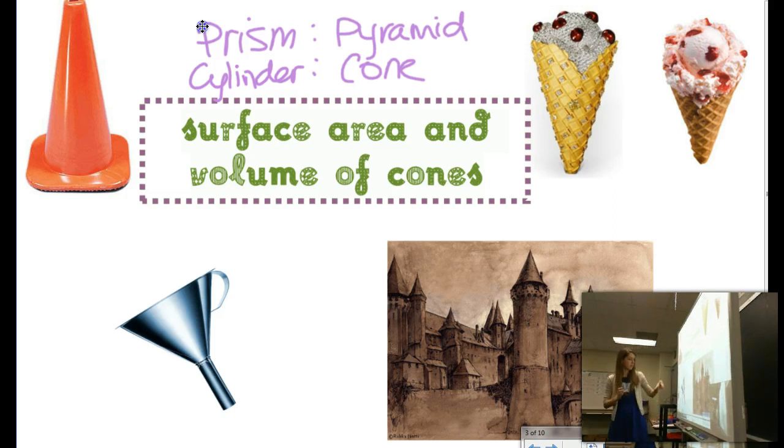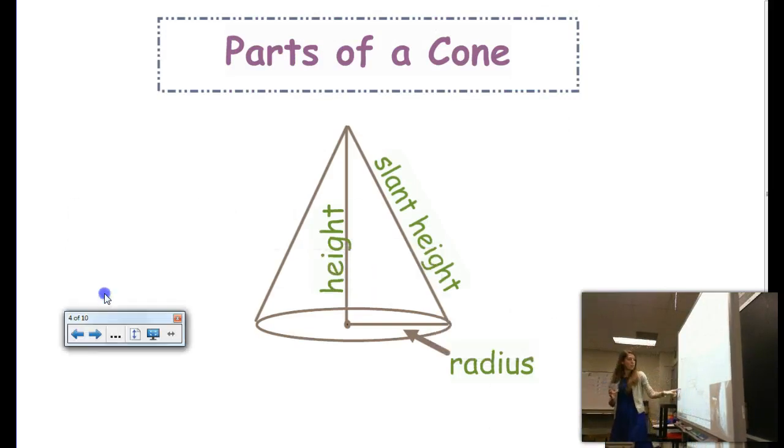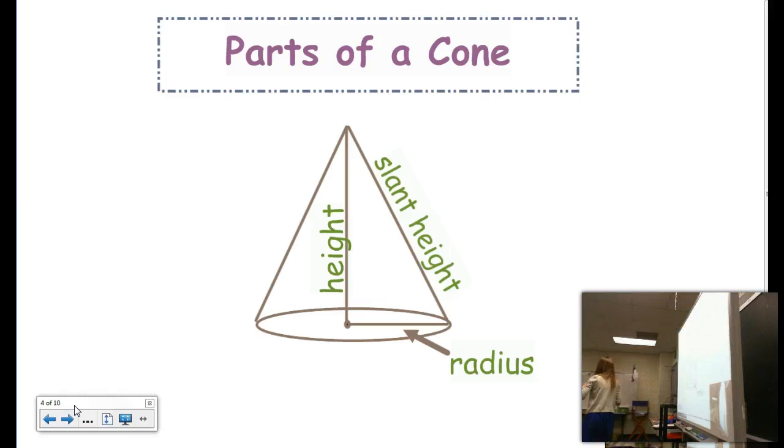All right. Guess what? Parts of the cone are just like the parts of the pyramid. It's got a height, it's got a slant height. It has a radius. And they form a right triangle when you pair the height with the radius. Absolutely. So this is a right triangle, and you do need to label your cone: slant height, height, and radius. And they do make a right triangle, and you will use the Pythagorean theorem.